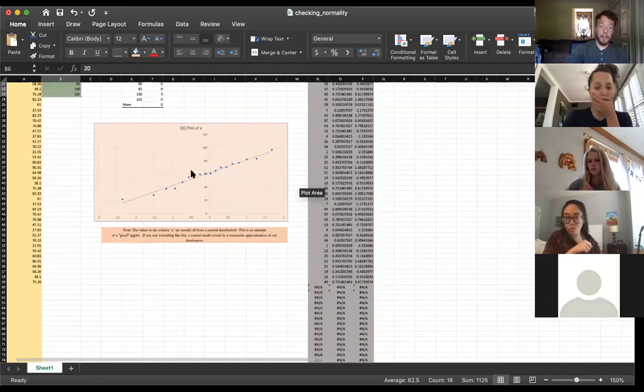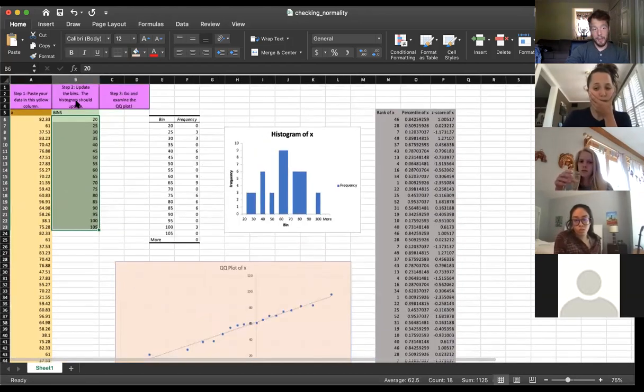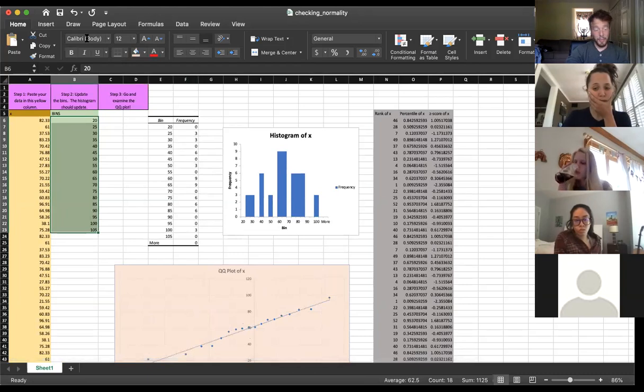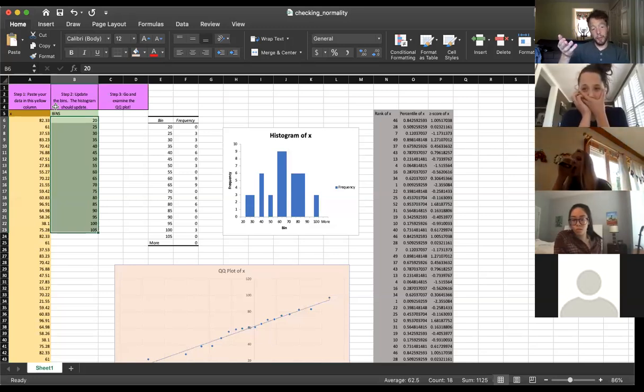I made this Excel sheet so that not only can you now make QQ plots, there's a three-step process up in the top left. Not only can you make them for your homework and for your eventual final, but I hope you keep this tool. If you ever need to make a QQ plot in the future, this should do it. This is now a tool you have at your disposal.